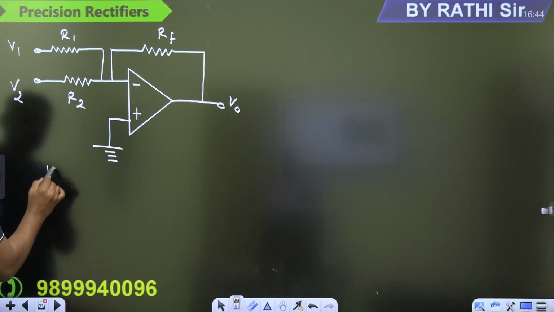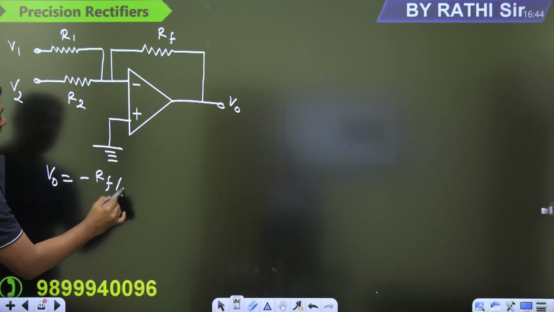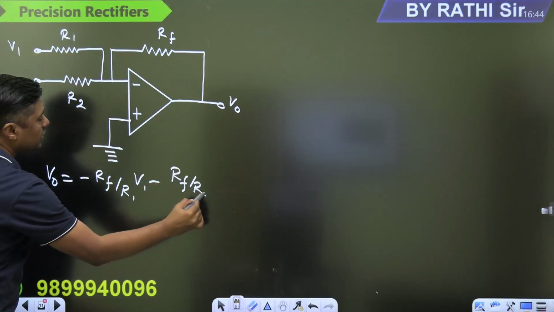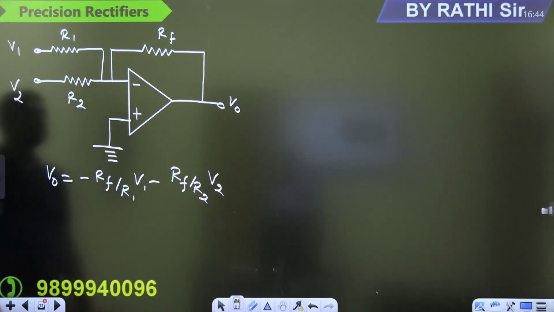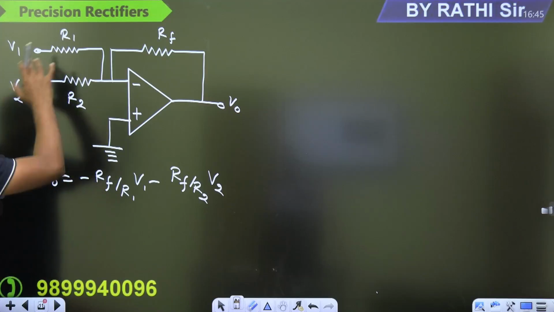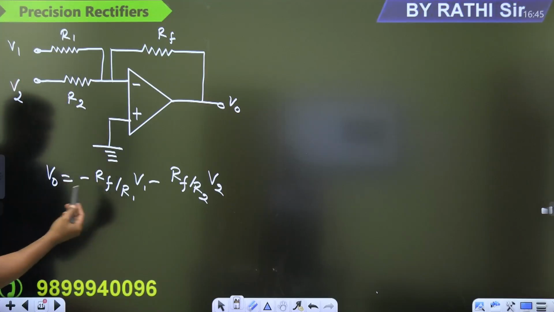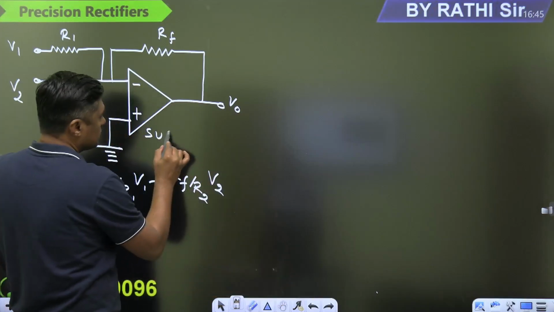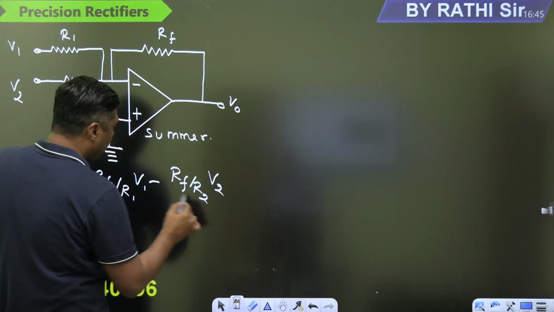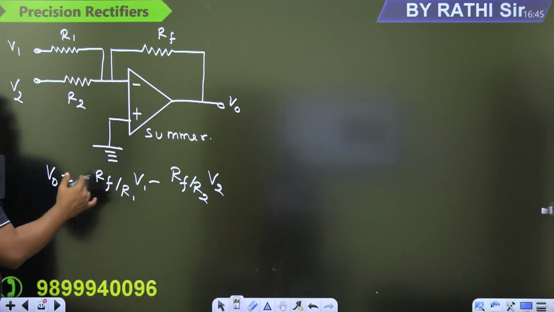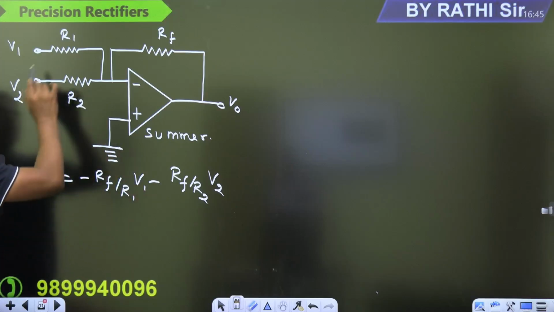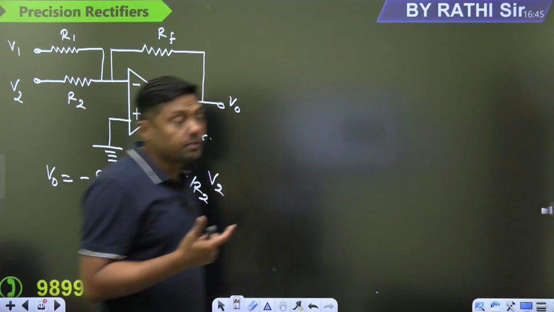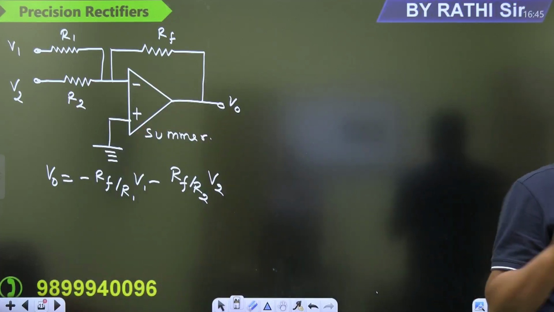So what is the output here? Minus Rf by R1 into V1, and minus Rf by R2 into what? V2. That is the summation of these two, but with a negative sign. So this is actually a summer. This is a scaling factor. You can take the minus outside. Then we are getting the addition of these two signals with gain Rf by R1 and second gain Rf by R2. So this is the inverting summer by using operational amplifier. Okay. So that is the case.